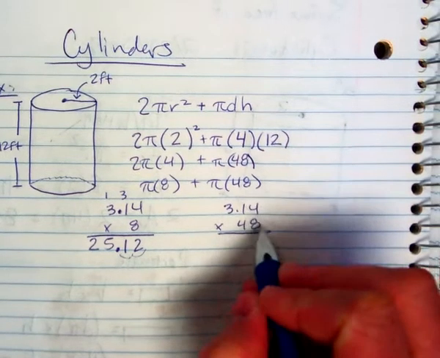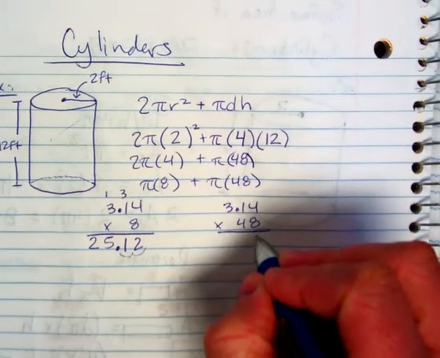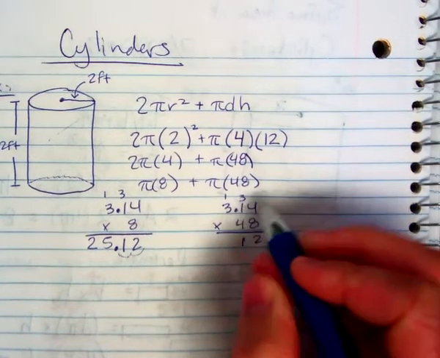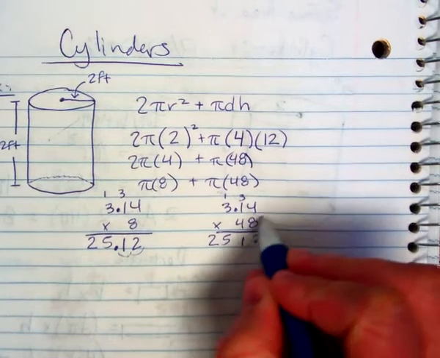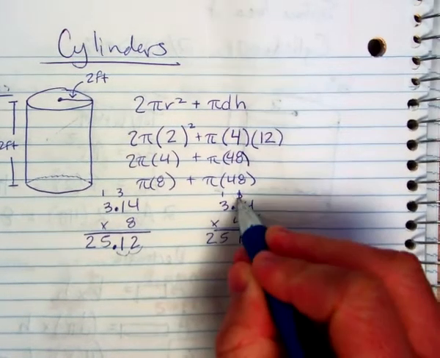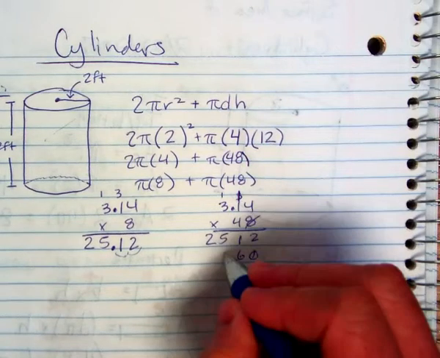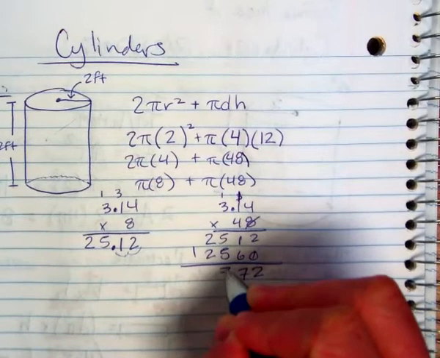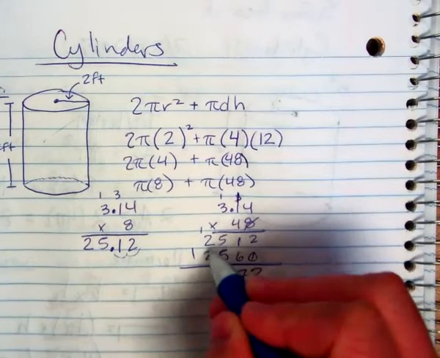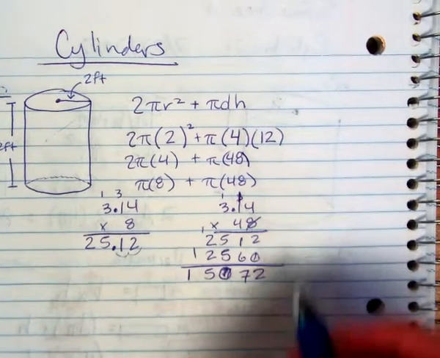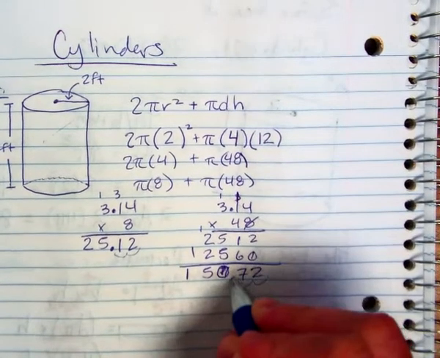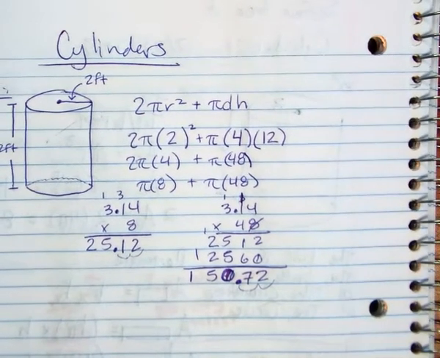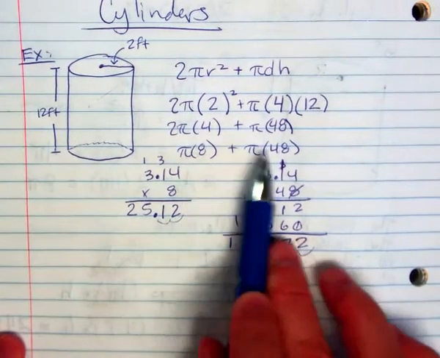For this one, obviously it'll be a little longer since it's a 2-digit number. 8 times 4 is going to give me 32. 8 times 1 is 8 and 3 is 11. 8 times 3 is 24 and 1 is 25. We've used the 8. 4 times 4 is 16. 4 times 1 is 4. Then 1 more is 5. 4 times 3 is 12. Add those up. Again, there are 2 numbers in the original problem, so bring it in 2 places. 150.72.